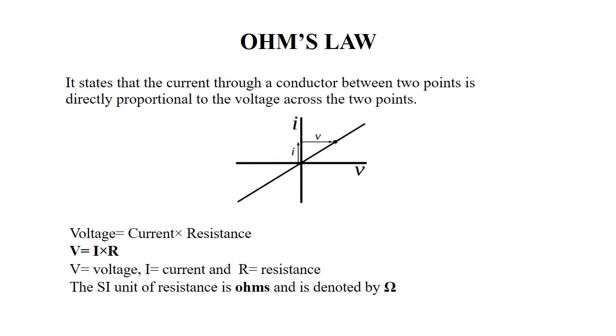Ohm's law. Ohm's law states that whenever a potential difference, that is voltage, is applied across the resistor of a closed electric circuit, the current starts flowing through it. That is, the current is directly proportional to the applied voltage at constant temperature. Here we have the equation V = I R. It means voltage is equal to current into resistance. Here V is referred to as voltage, I is current and R is the resistance. The SI unit of resistance is ohm, and it is denoted by Ω.